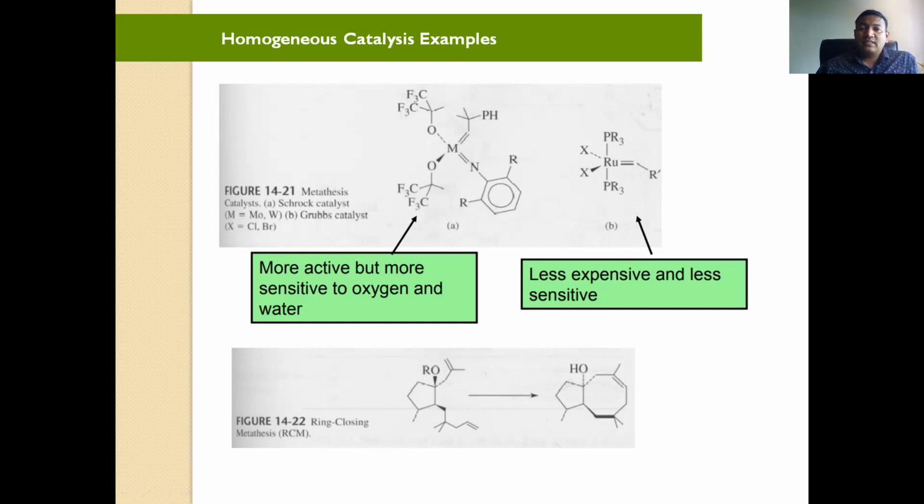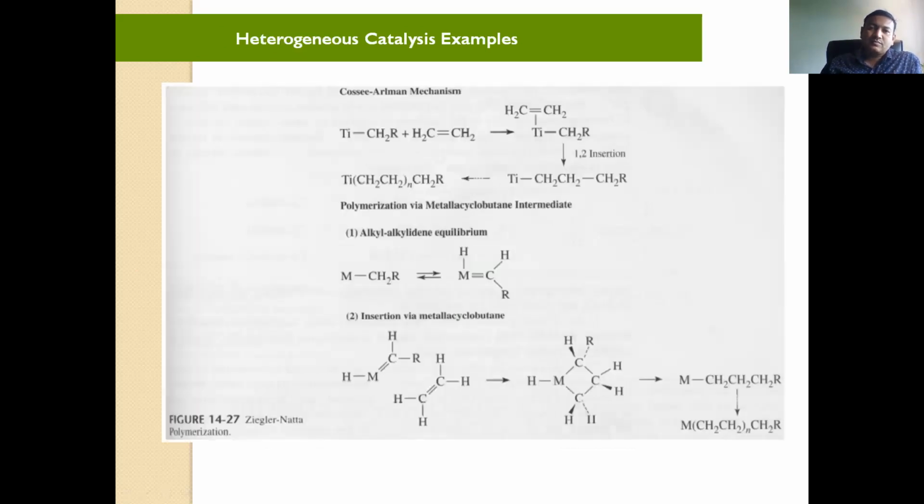Before that, this metathesis was not possible, and the Schrock catalyst was there, but it is more sensitive to oxygen and water. This one is less expensive and less sensitive. So the Grubbs catalyst you can keep in mind. This is again organometallic catalysis, and we can use it for metathesis purposes.